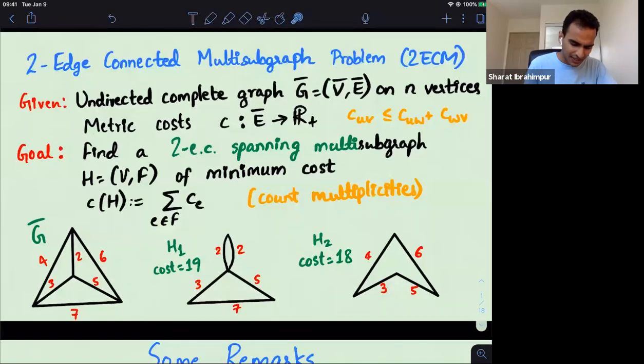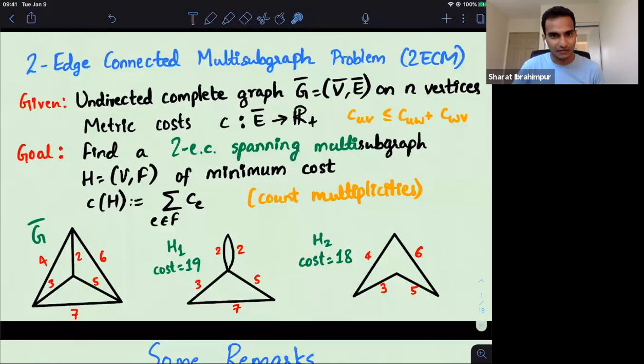Just as an example, let's say we have K4 with these costs, and one possible feasible solution for the problem is this triangle and these two parallel edges. It's easy to see that it's 2-edge-connected, spanning, and we also have two copies of the same edge. The cost of this subgraph is 90. And I think I've found the optimal solution for this instance, and it's shown here. This one has cost 80.